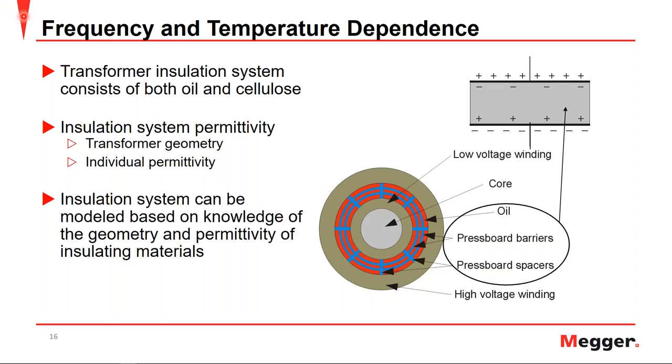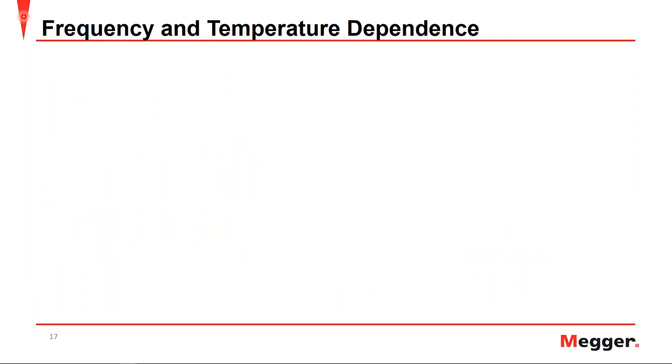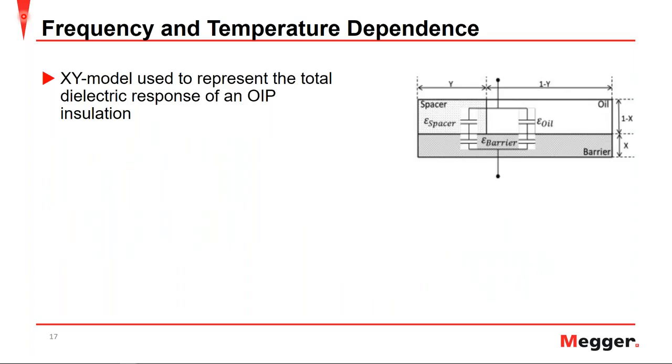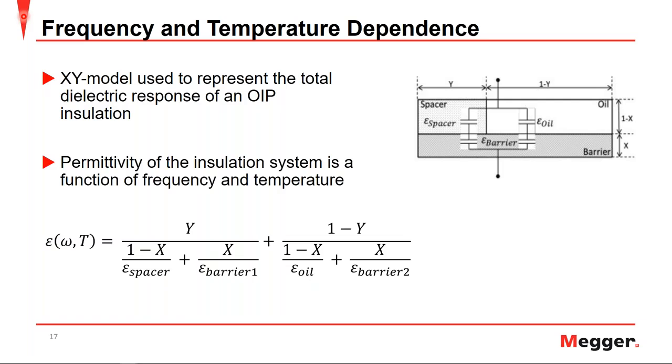And the insulation can be modeled based on the knowledge of the geometry and the permittivity of the individual insulating materials. The model is known as the XY model and is used to represent the total dielectric response of an oil-impregnated paper insulation system. I won't get into great detail, but the XY model is shown to the right and is comprised of 4 capacitors in parallel and in series.